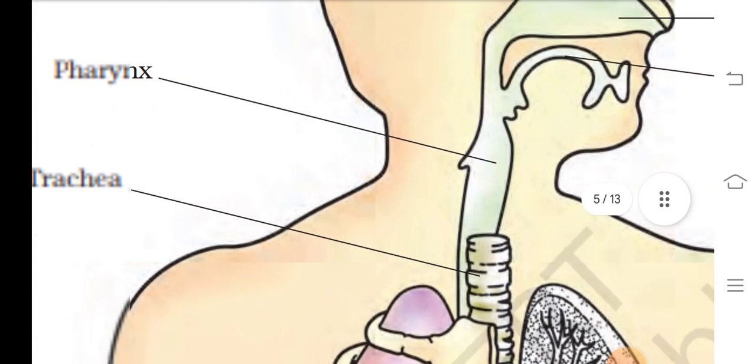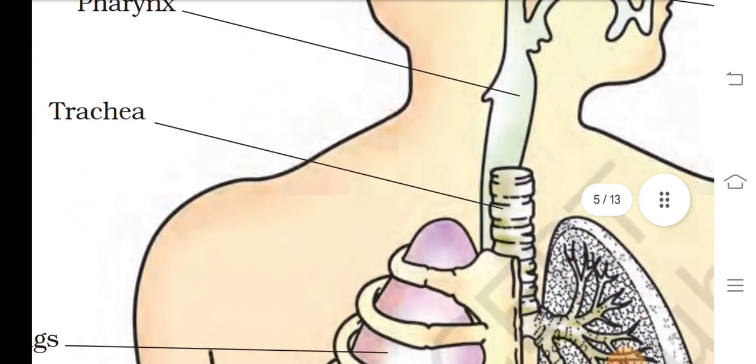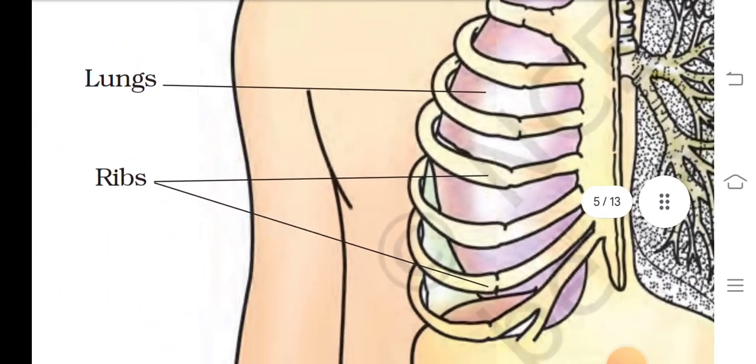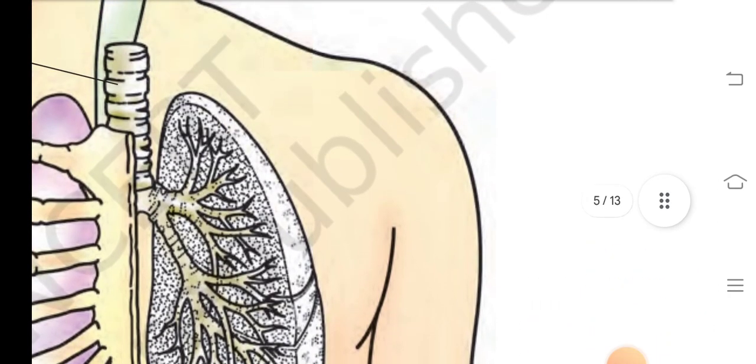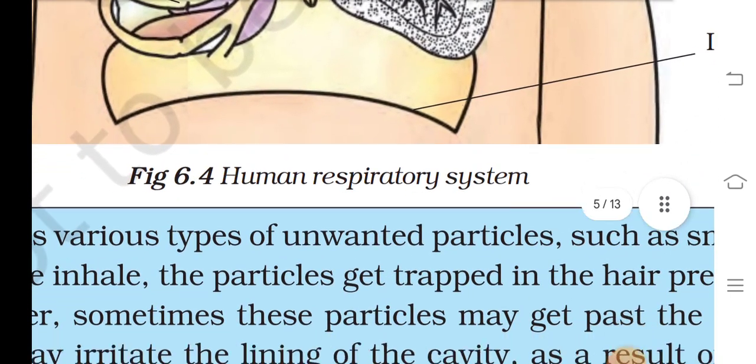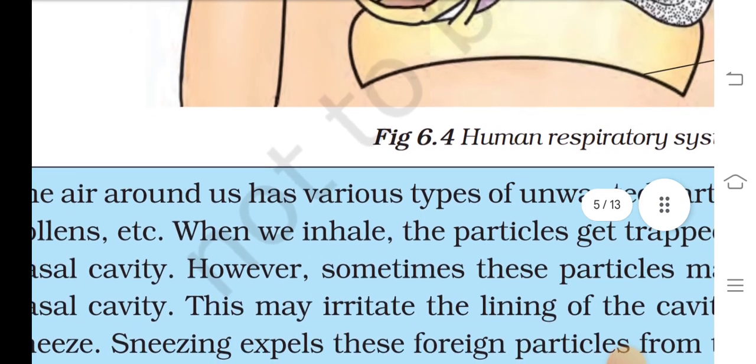Nasal cavity, oral cavity, pharynx, trachea, lungs, ribs, diaphragm: the human respiratory system.